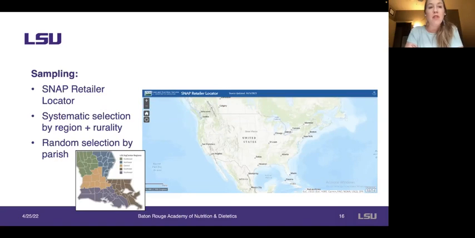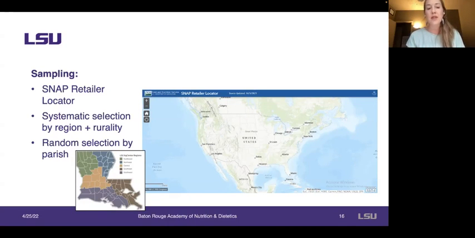So in order to sample for this study to determine these variations in the food environment by geography, ownership, and store format, I used the SNAP retailer locator and downloaded all of the authorized retail sites in Louisiana, and then used a systematic and random selection of stores to determine both the parishes that we were going to focus on, because we didn't have the resources to do every parish, which is often true in research studies, and then also to randomly select the stores that we were going to measure.